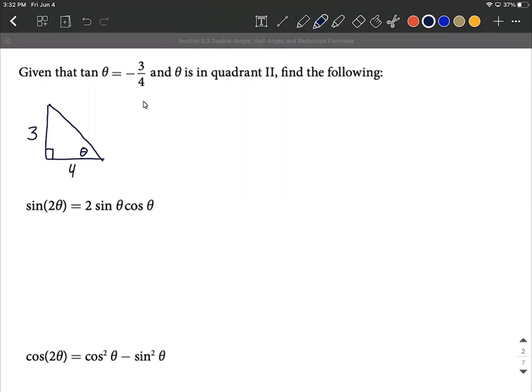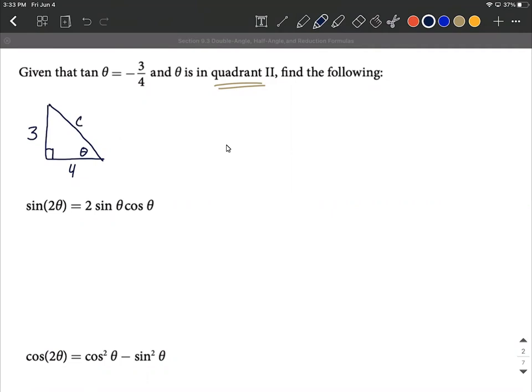Now to get sine and cosine, we're going to need the hypotenuse of this triangle. And just ignore that I left off the negative. We're going to use the information about this being in quadrant 2 to help us make sure we get the right sign on sine of theta and cosine of theta in just a second. But first, let's work on finding the hypotenuse of this triangle.